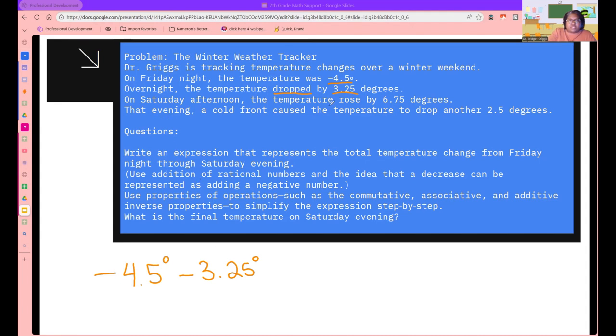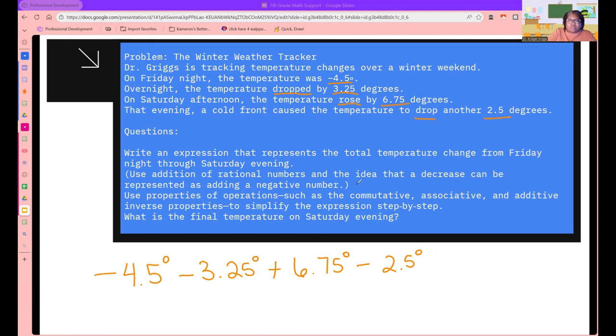On Saturday afternoon, the temperature rose by 6.75 degrees. Rose will indicate an increase, so we're going to be adding 6.75 degrees. And finally, that evening, a cold front caused the temperature to drop another 2.5 degrees. So that's another subtraction. So 2.5.